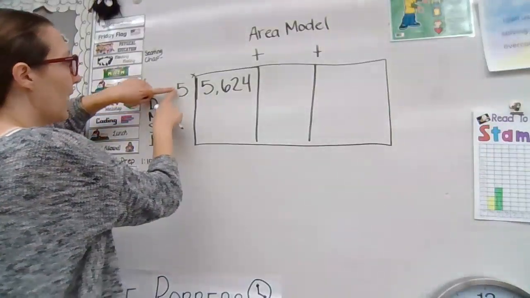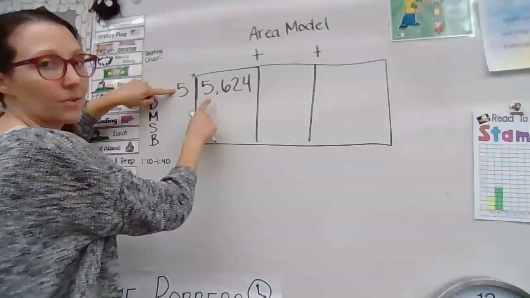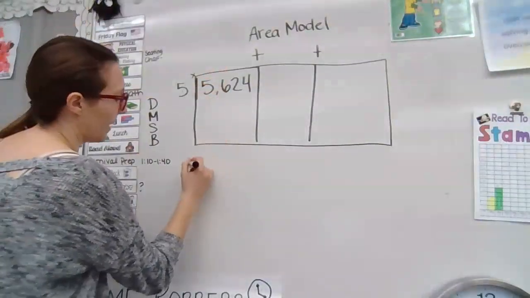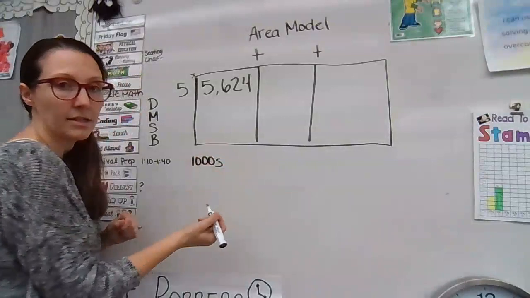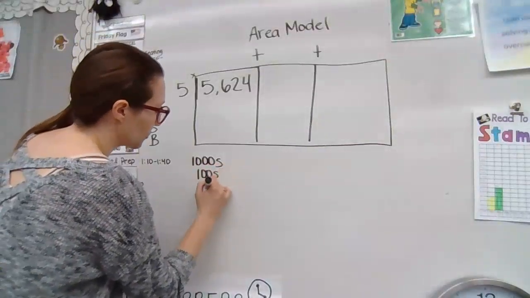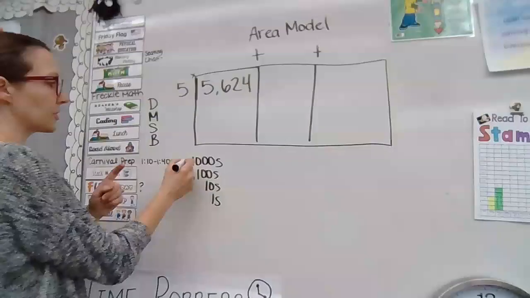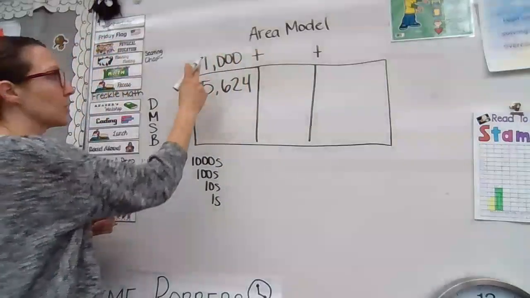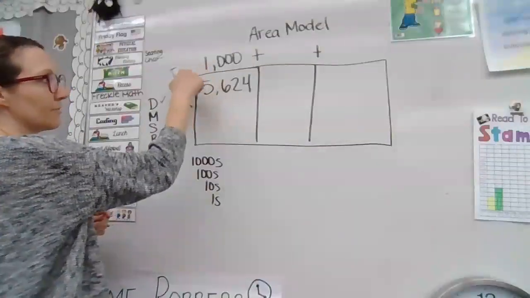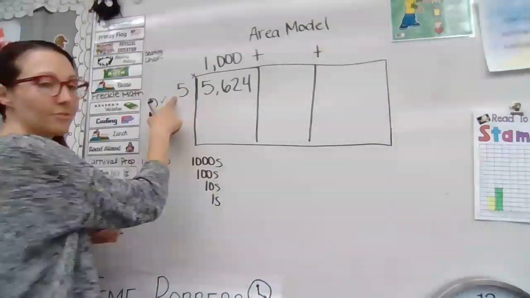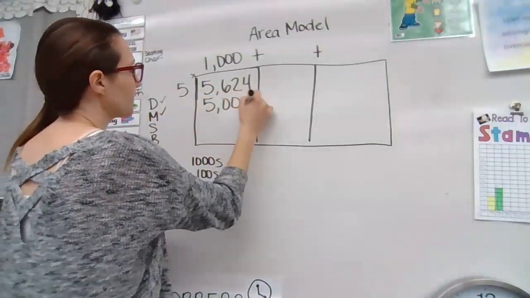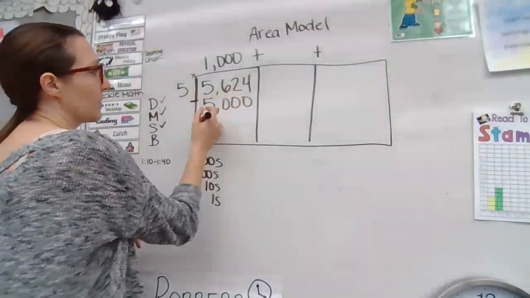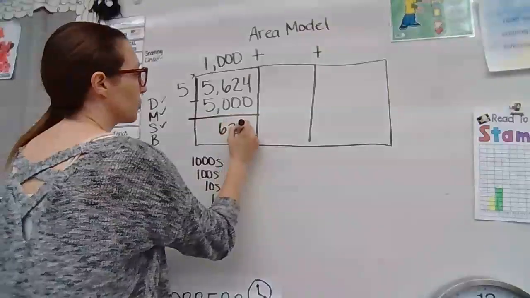I want to know how many groups of 5 I can take out of 5,624. With this number, I have them think about pulling out the easy numbers first: thousands, hundreds, tens, and ones. So I'm going to start with my thousands. I know that I can pull out 1,000 groups of 5. So I'm dividing right now. Now I'm going to multiply. 1,000 times 5 is 5,000. I've divided, I multiplied. Now I'm going to subtract those two numbers. 5,624 minus 5,000 gives me 624.